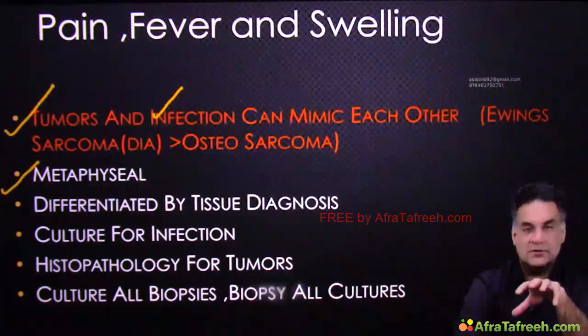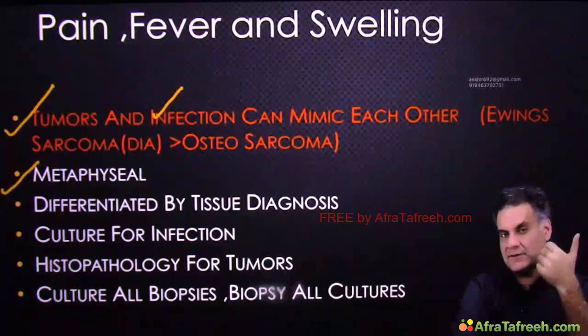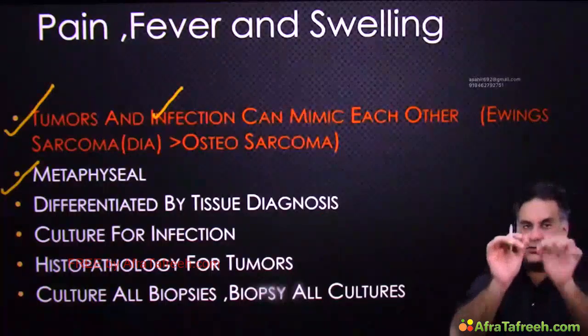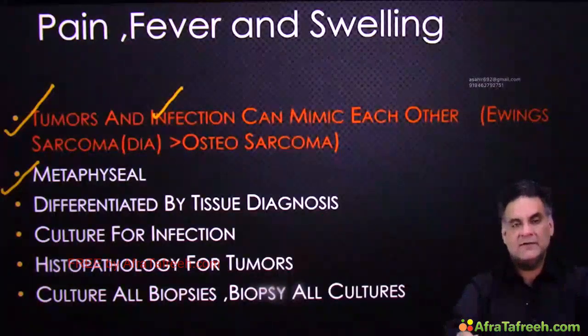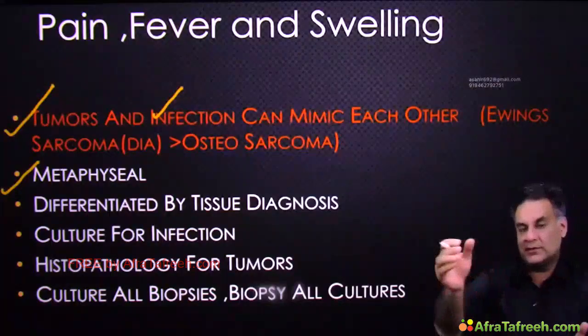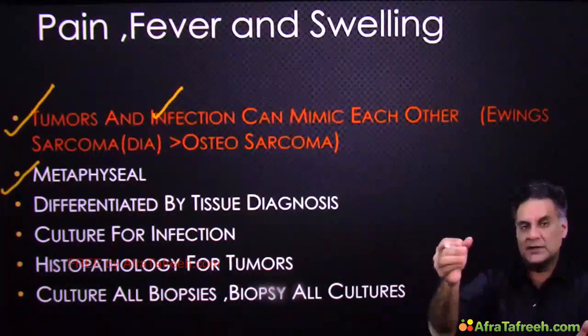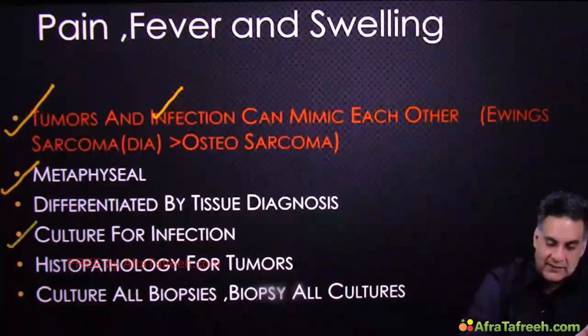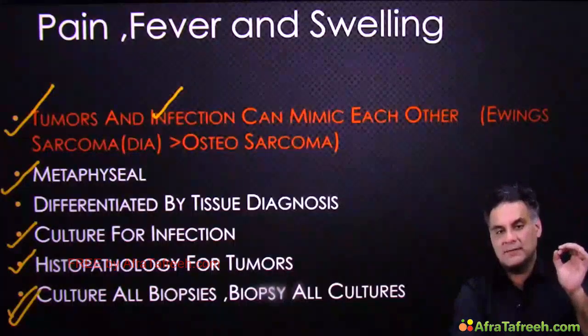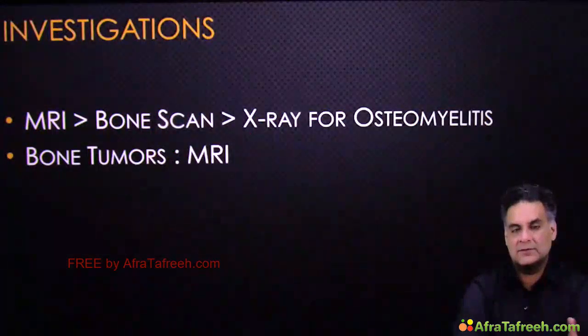How will you differentiate tumors and infection? They are differentiated by tissue diagnosis. Open the area, take out a tissue, divide into 2 parts, send one for culture. If it's infection, it will grow. If it's a tumor, on histopath, the second part will show the characteristic cell. So send for culture and histopath, called the golden rule: culture all biopsies, biopsy all cultures.